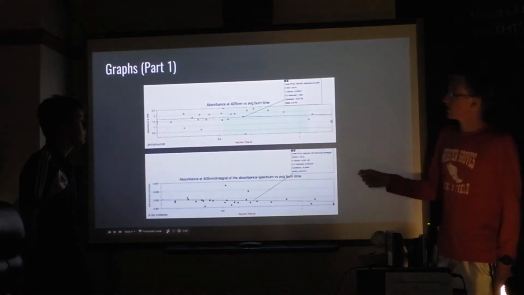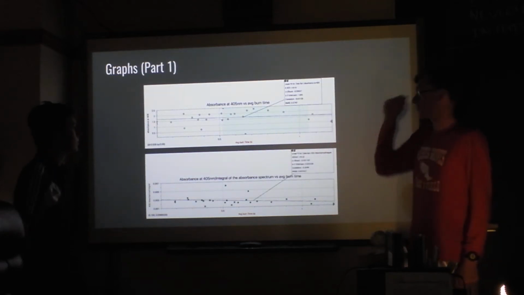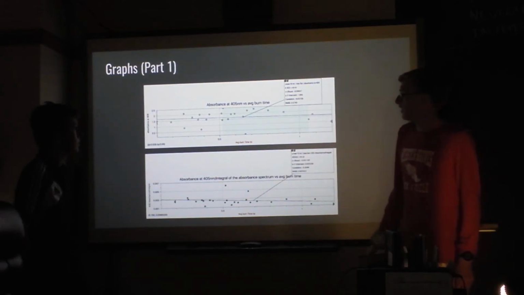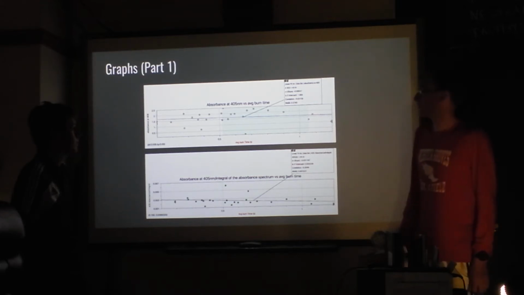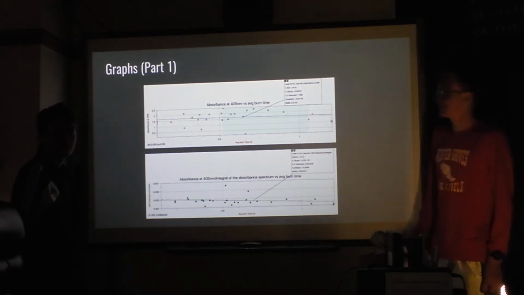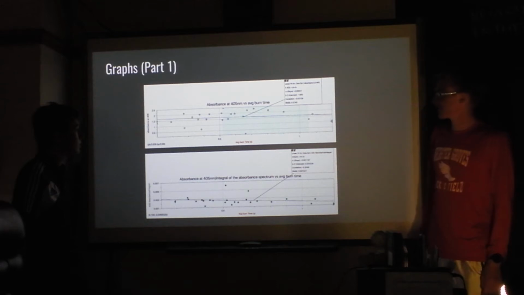And so this is our data graphed before we normalized it, and it kind of looks like there's a trend, but the linear fit has a correlation of 0.03, and so that's not so hot. So that's why we started normalizing it.